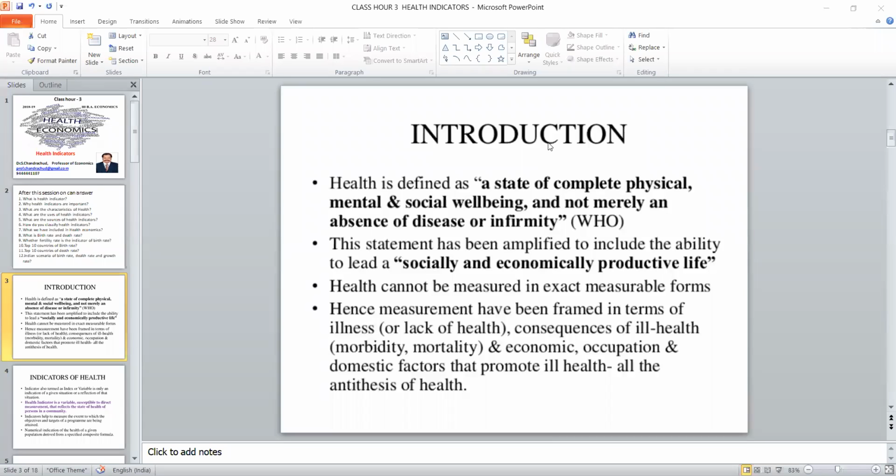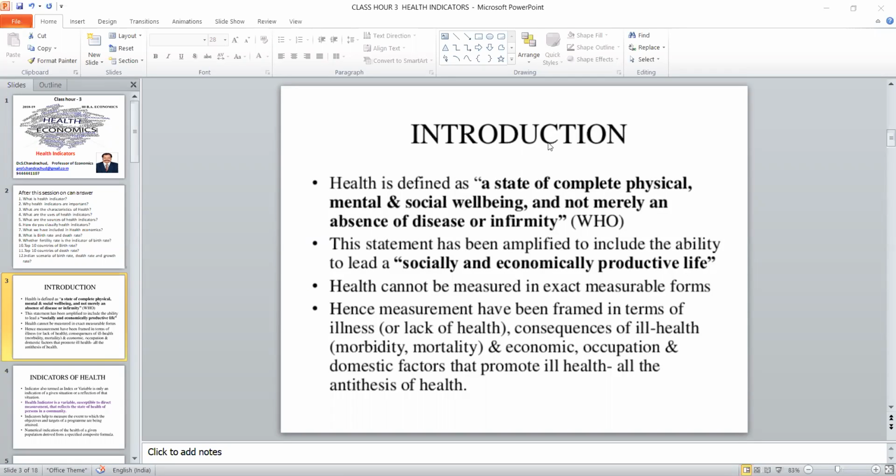Some people have defined health economics in different ways, and more specifically, health economics gives insistence for a socially and economically productive life. But one thing you should keep in mind: health cannot be measured as an exact value. Numerical or real values cannot be given. Approximately, we can say he is healthy, and he is having better health. Only in that relative term can we say it.